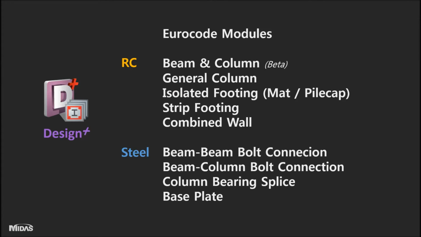Basically in Eurocode modules at this moment, we have RC beam and column modules in beta version. We also have general columns and isolated footing, mat and pile cap, strip footing and combined wall. And for steel, we have beam to beam bolt connection, beam to column bolt connection, column bearing splice connection and base plate.